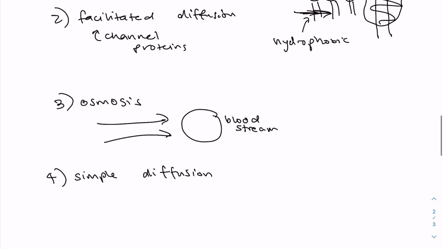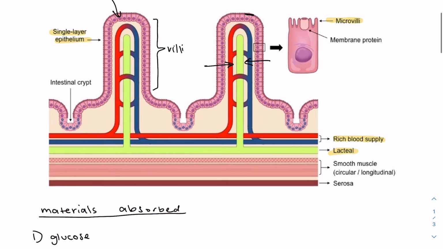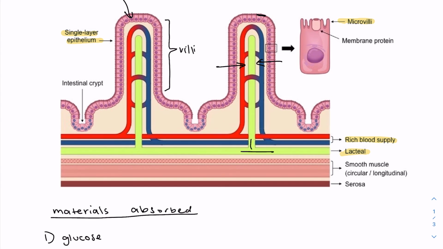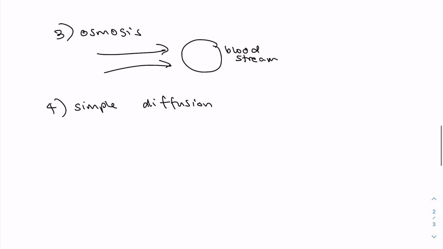And then once absorbed, these lipids, because most lipids are hydrophobic, will pass into the lacteals, which is this green section, instead of the bloodstream, because they're absorbed by the lymphatic system.